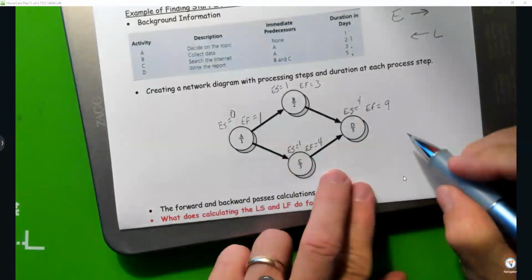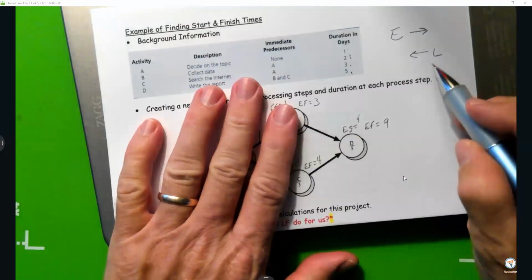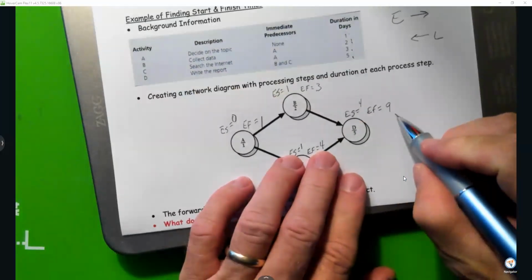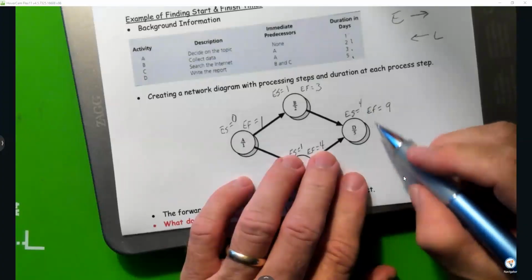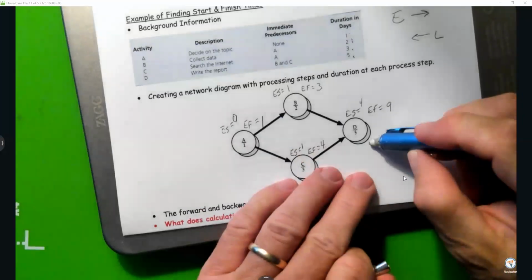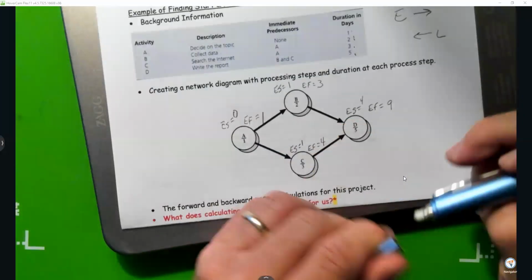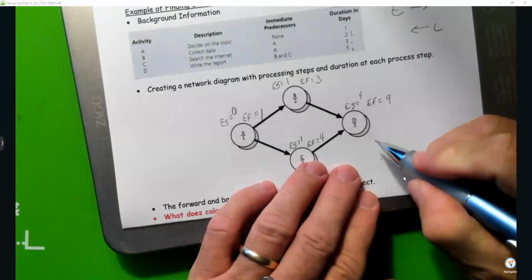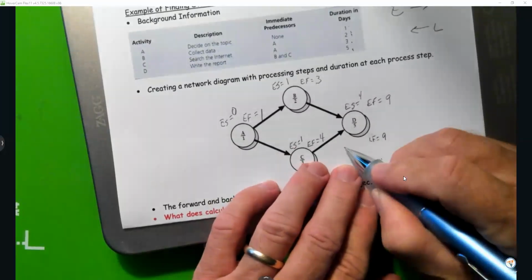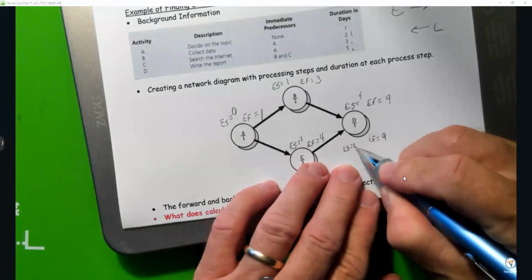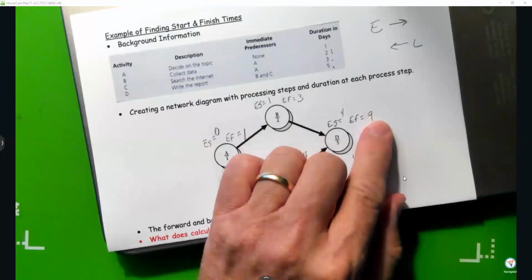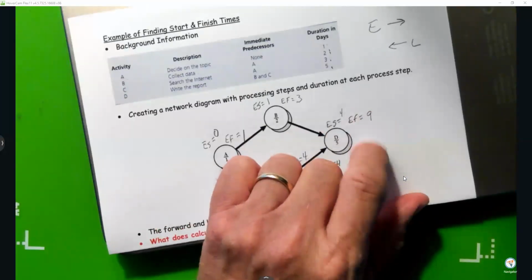Now we have to go this way to do the LS's and LF's. So here's the thing, this number and this number are going to be the same. Oops, I forgot, I'm doing the shortcut already and I shouldn't do the shortcut already. I'm just going to write LF equals 9, LS equals 4. And you say, well, where's that 9 come from? Well, it ends up being just the same thing as this, okay?